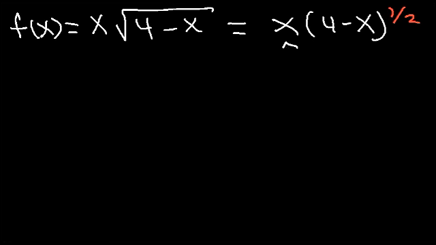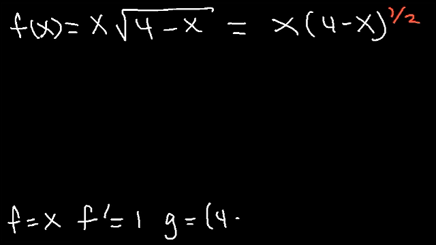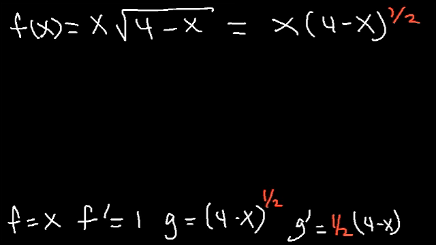So let's say f is x and g is 4 minus x raised to the 1/2. So if f is equal to x, f prime is 1, and if g is equal to 4 minus x raised to the 1/2, then g prime is going to be 1/2 times 4 minus x, keep the inside the same, and then subtract the exponent 1/2 by 1. 1/2 minus 1 is the same as 1/2 minus 2/2, which is negative 1/2.